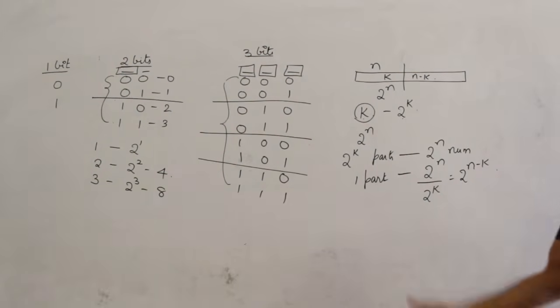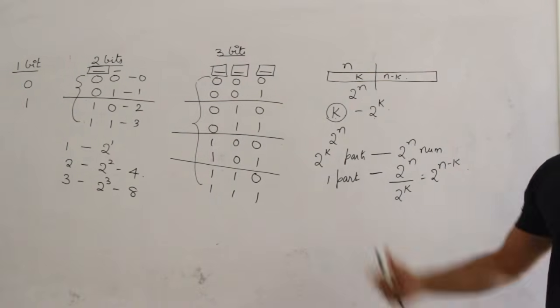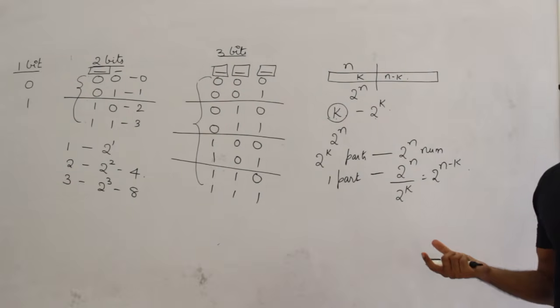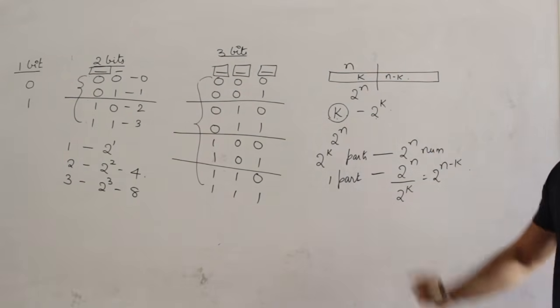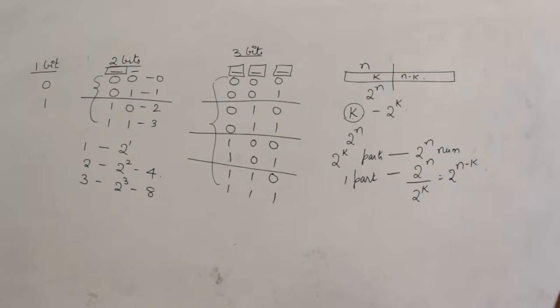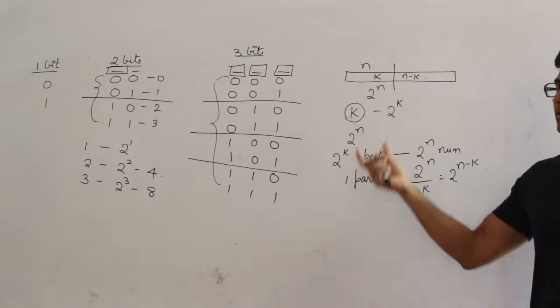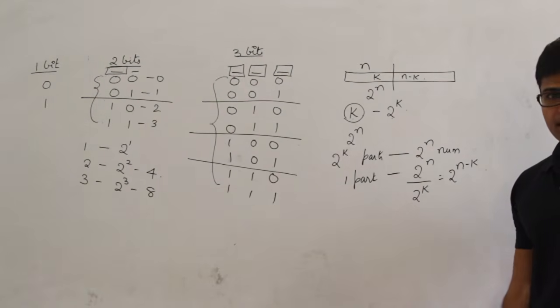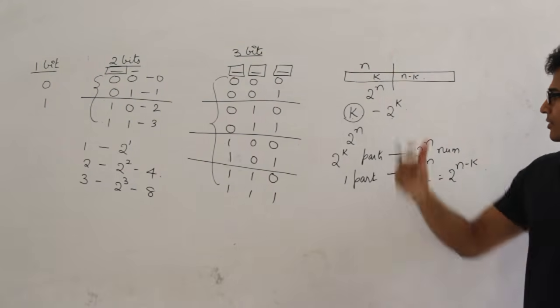In operating systems, this n bits is nothing but generally the address of a memory, and the k bits is nothing but the page number or block number or segment number, and the remaining bits are nothing but the page offset or page size, right? And coming to computer organization, this n bits is nothing but the address, and this k bits is nothing but the tag or block number, and the remaining part is nothing but the block offset or block size.